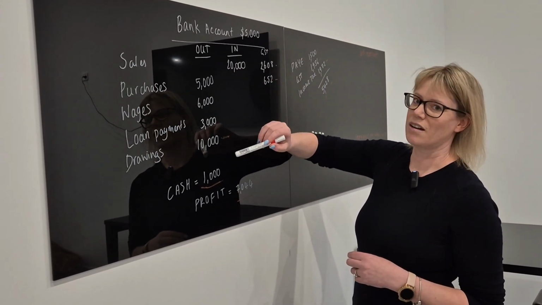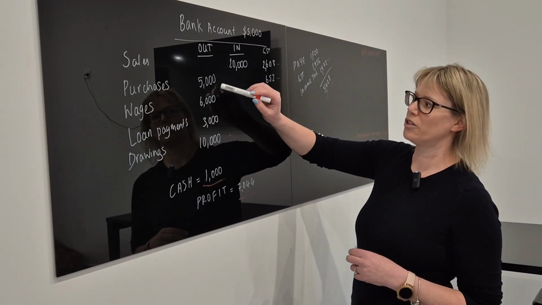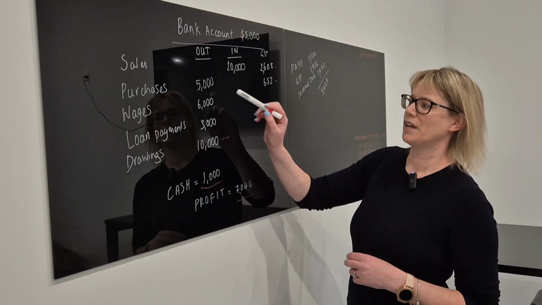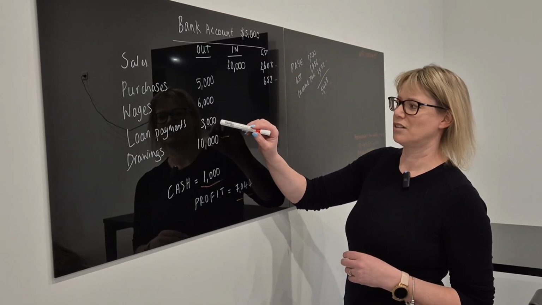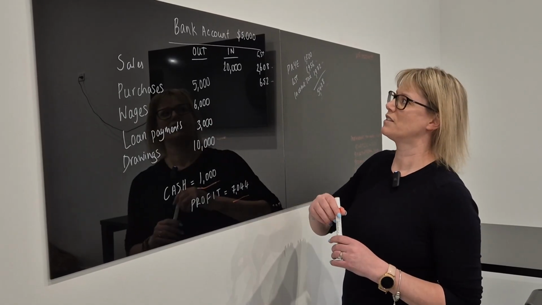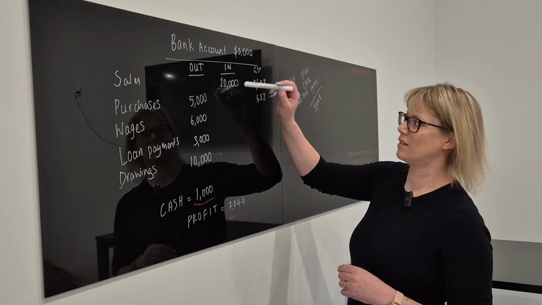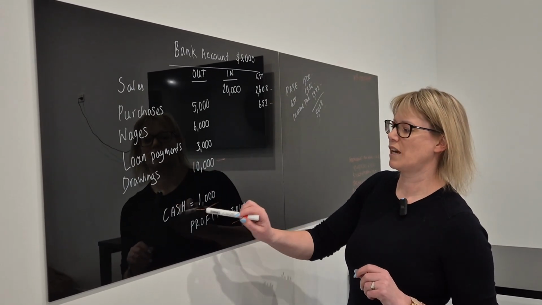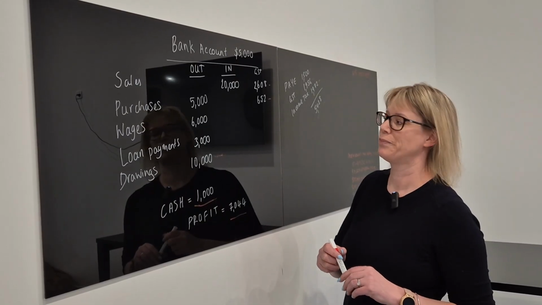Then we've got all of the outs, the money that goes out. So we've got purchases, and there's GST on that of 652, and we've got wages going out, loan payments and drawings. So if we take this 5 grand, we add in the 20 and we take off all of the outs, then you're left with cash of only $1,000.